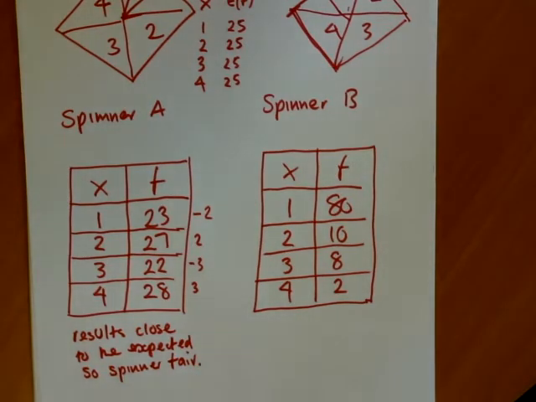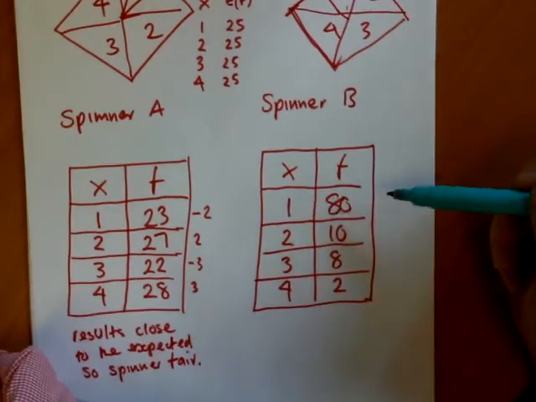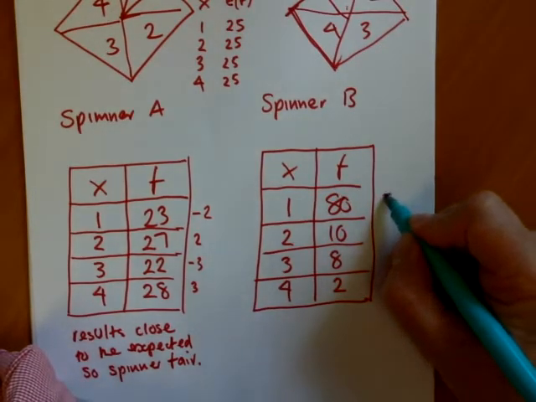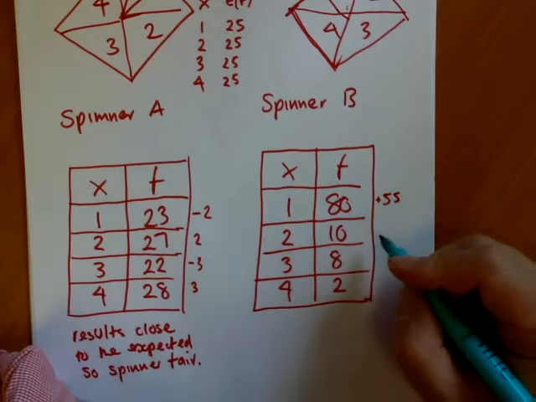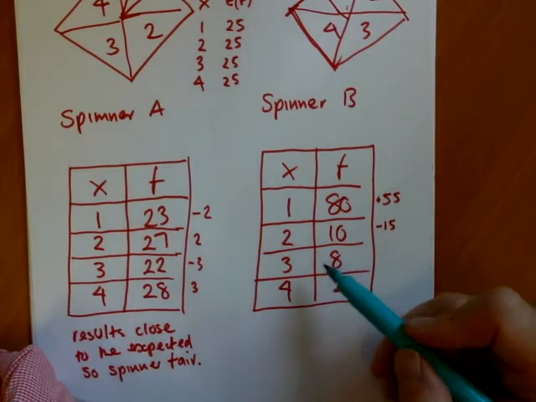Okay, and if we come to spinner B, then we're going to see that they're nowhere near close. The 1 has come up 80 out of the 100 times. It's come up 55 times more than we expected. The 2 has only come up 10 times. That's 15 down on what we expected.